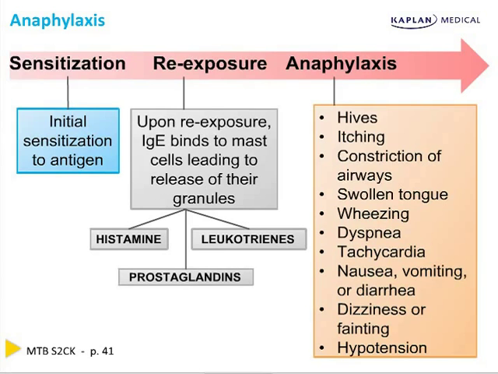Anaphylaxis is characterized by hives, itching, constriction of the airways, and a swollen tongue. You begin to feel short of breath. You'll be audibly wheezing. You'll have some tachycardia, palpitations. Your chest will feel tight. You'll have nausea, vomiting, diarrhea. You'll begin to feel faint. The room will spin. You'll have the sensation of dizziness. Lastly, you vasodilate, and so you become massively hypotensive. If you're not close to a hospital, if you're not close to an EpiPen, what ultimately results is death.